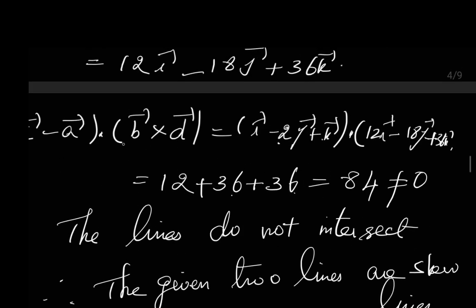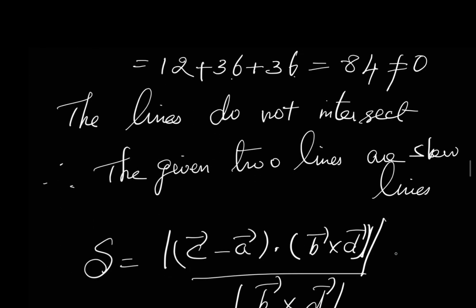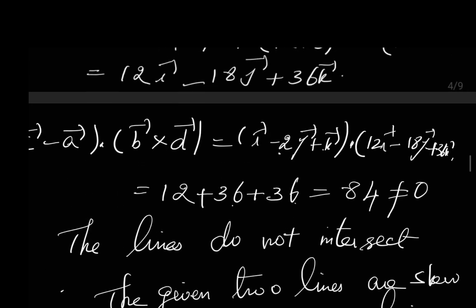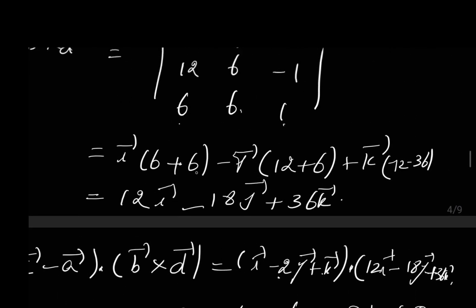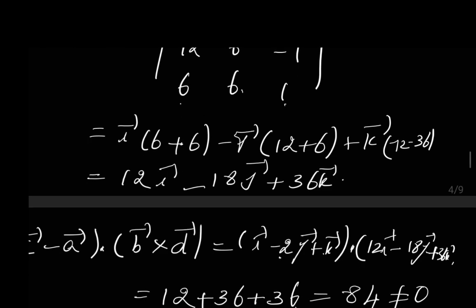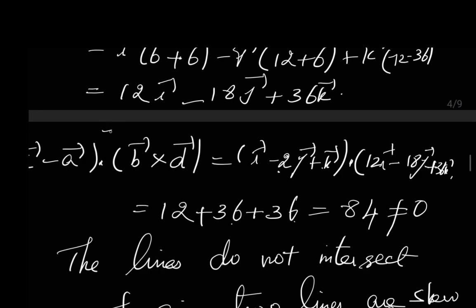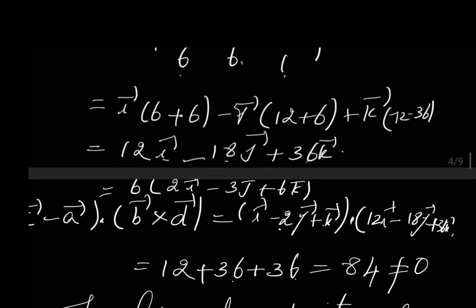So what is C minus A dot B cross D? This is 84. What about B cross D? So this is your B cross D. Find the modulus of this B cross D. Here you have 6 as common, I can take it outside. So in that case you will get 2i minus 3j plus 6k.